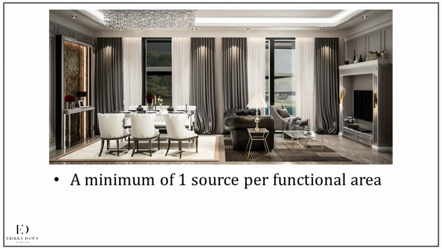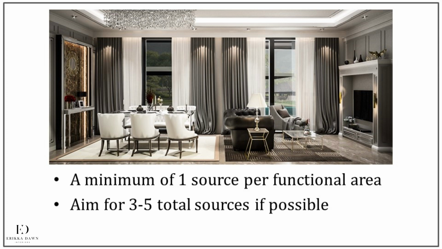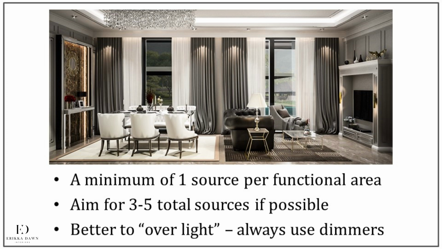But depending on the location and function of the zone, I would aim for 3 to 5 light sources, if possible. Remember, this includes your accent lighting. It's always better to overlight a space than underlight it. And remember to put as many of your light sources on dimmers as you can so you can control the lighting level and the mood.